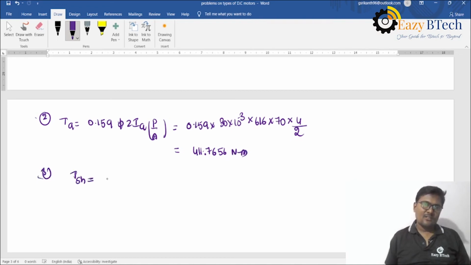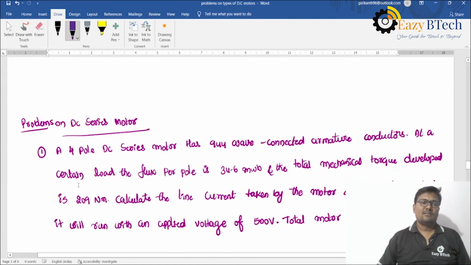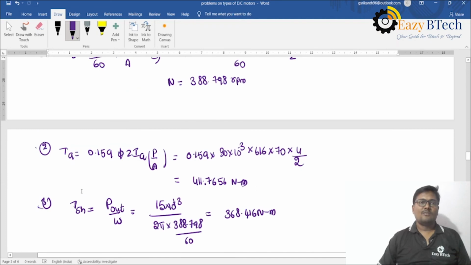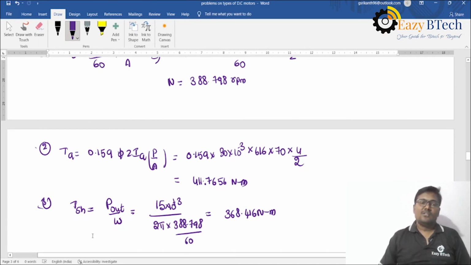Now what is the third one? Shaft torque is equal to power output by omega: 15 into 10 to the power of 3 divided by 2 pi N by 60, that is 388.798 by 60. Then I got 368.416 Newton meter. So these are the problems on DC shunt motor. These are the repetitive problems. So I think you understand, guys. Thank you.